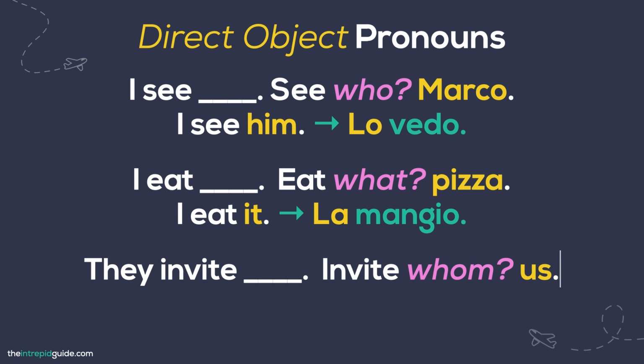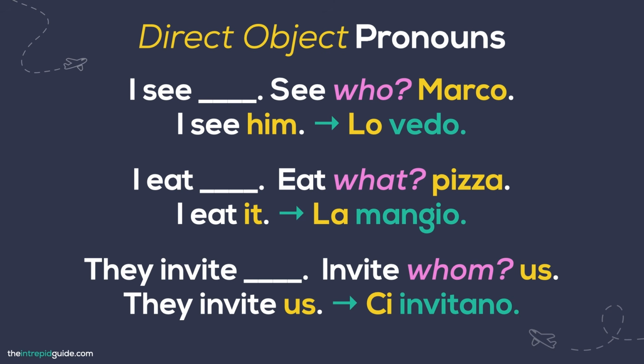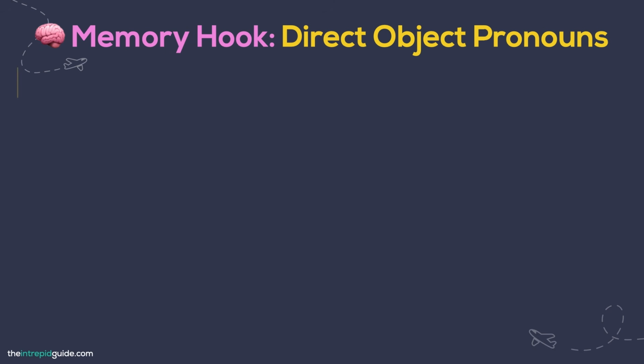They invite. Invite whom? Us. They invite us, which is "ci invitano." Now, if the answer to who or what slots right in after the verb with no preposition, you're dealing with a direct object.